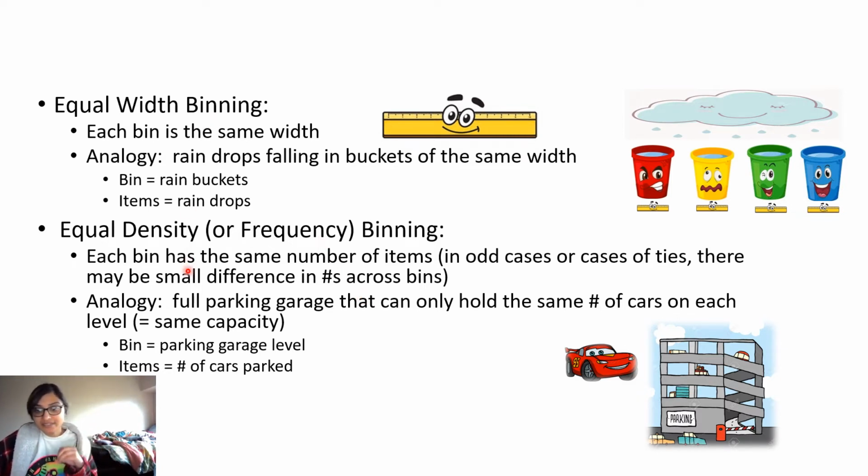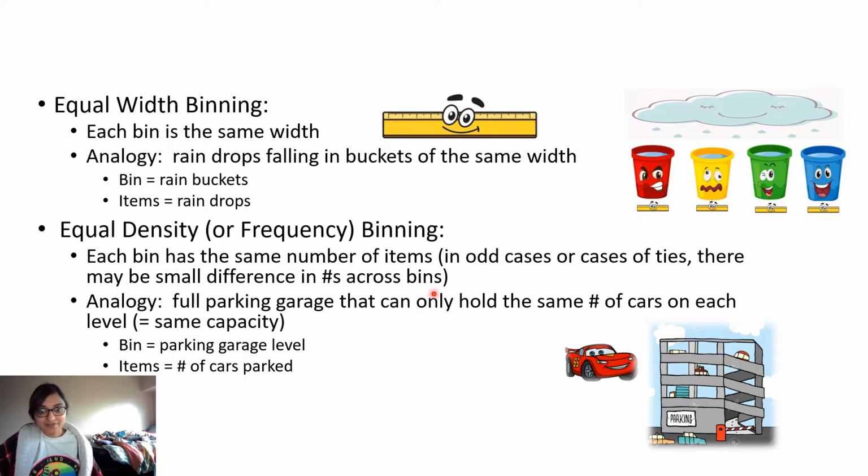Sorry, what I mean is that equal density doesn't care about the bins having the same width. But equal width binning doesn't care about each bin having the same number of items in it. So equal density is just concerned about each bin having the same number of items.